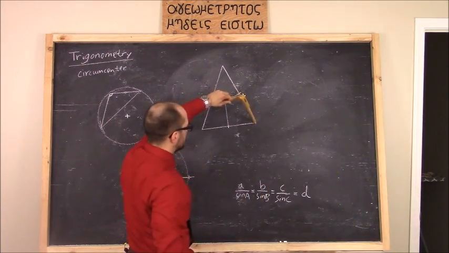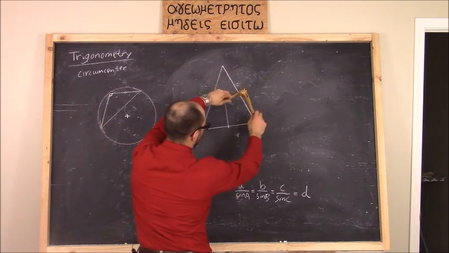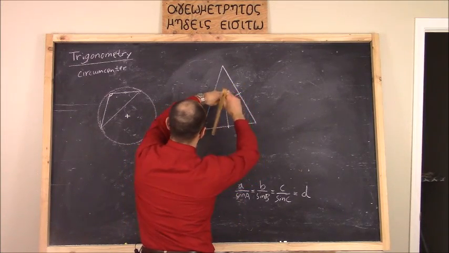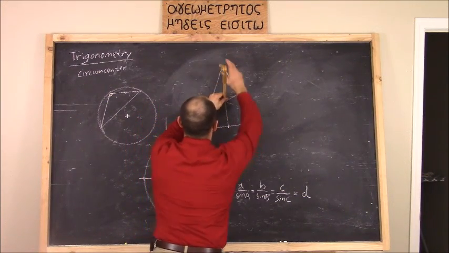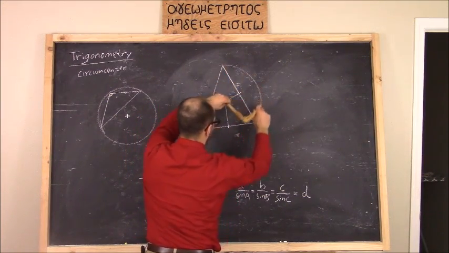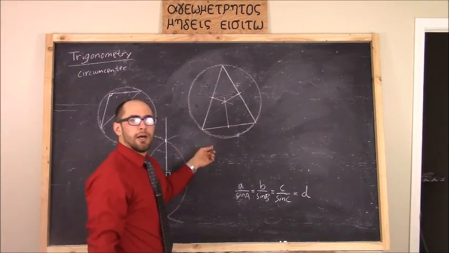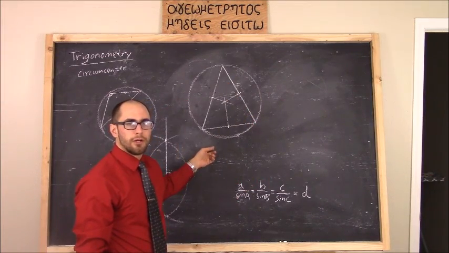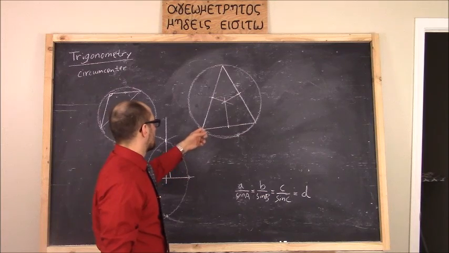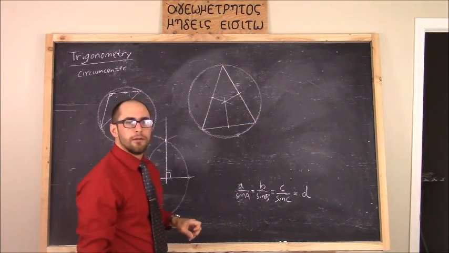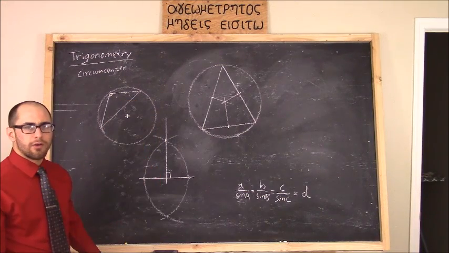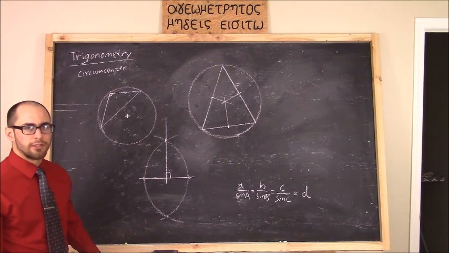So I will attach my compass from the center to the vertex, make sure it matches each one, and then proceed to draw the circle. Another check for how well you've drawn your diagram is that the circle will in fact touch each vertex on the exact point. So that's about all I have on the circumcenter for today.